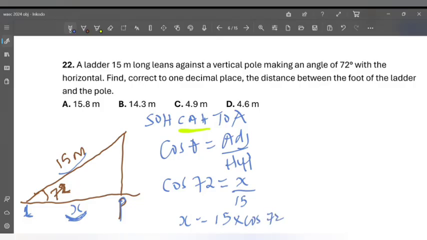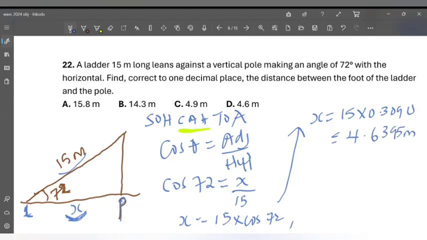When you punch your calculator, you see that cos 72 is equal to 0.3090. So it means x is equal to 15 times 0.3090, which is equal to 4.6395 meters. The question says we should find it to one decimal place. So I only need one decimal point. If you look at the next number after it, it's not up to 5. That means I'm going to cut everything away, and I'm not going to increase it by 1 because the next number is not up to 5. So my answer is 4.6 meters. Option D.